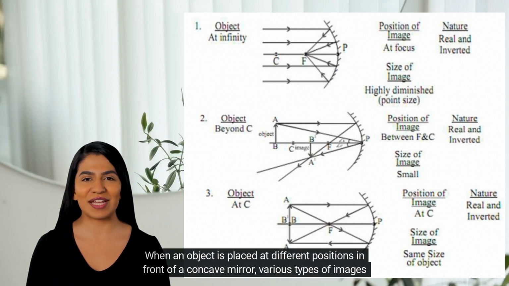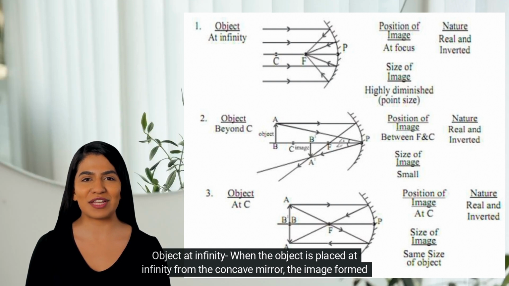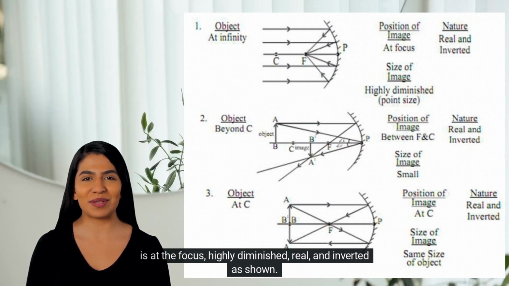Formation of images on a concave mirror. When an object is placed at different positions in front of a concave mirror, various types of images are formed, which can clearly be understood by considering the following situations. Object at infinity. When the object is placed at infinity from the concave mirror, the image formed is at the focus, highly diminished, real, and inverted as shown.